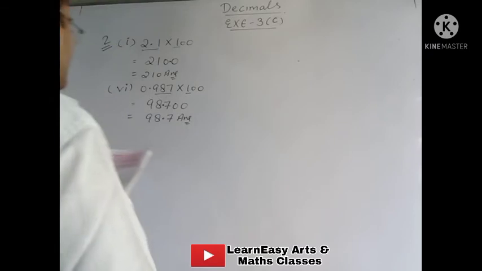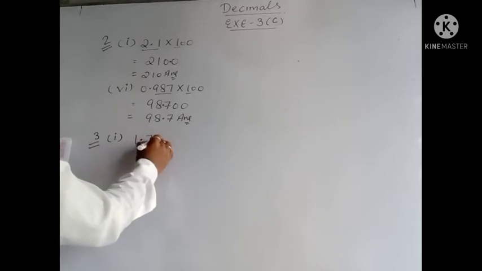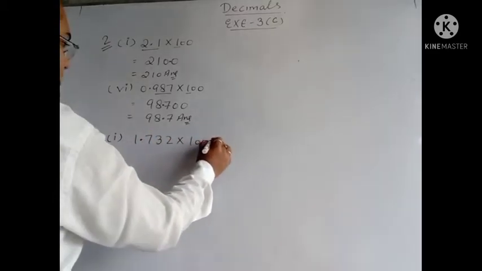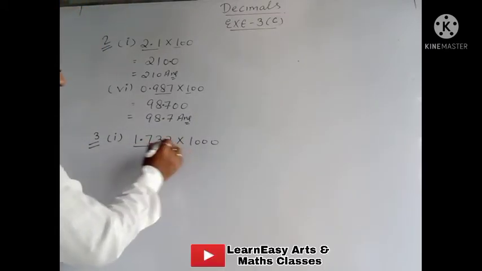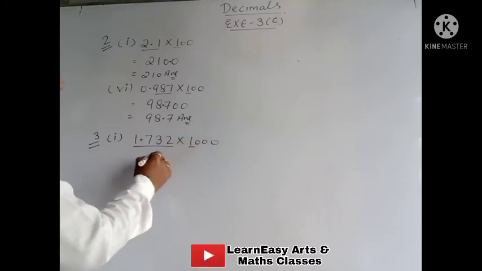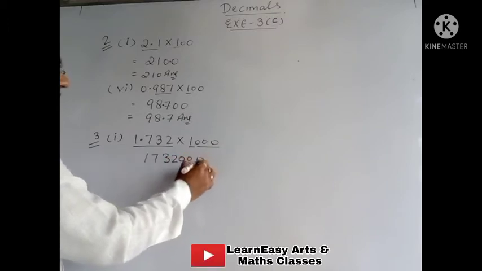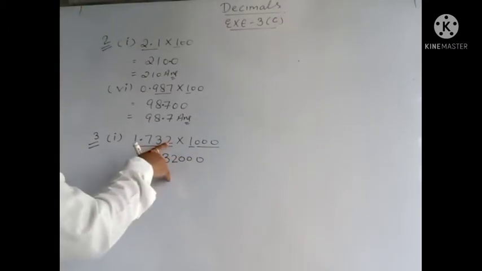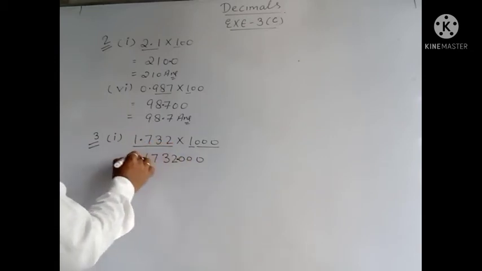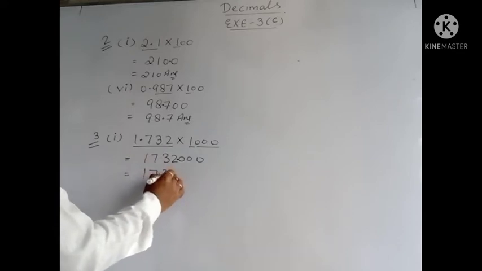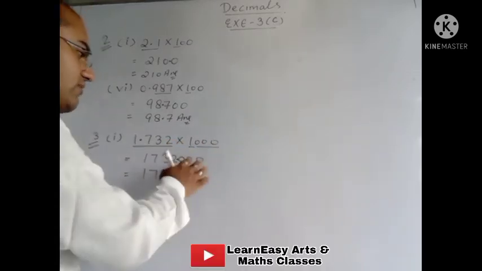Now we will start question number third. Third question. First part. 1.732 multiply 1000. In this also we have to find the product. So 1732 multiply by 1 is 1732. Last three 0s we will write at last. Now we have to count the decimal. Decimal is before 1 digit, 2 digit, 3 digit. So before 3 digit we will put the point. So final answer is 1732. These zeros do not have any value, so that's why we are leaving these zeros.